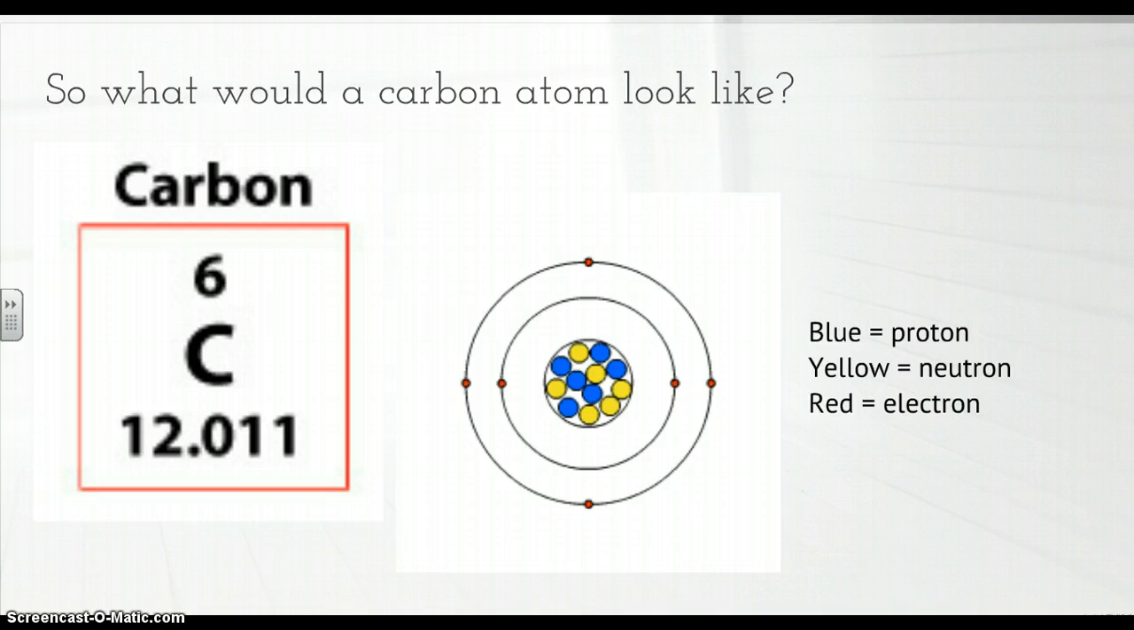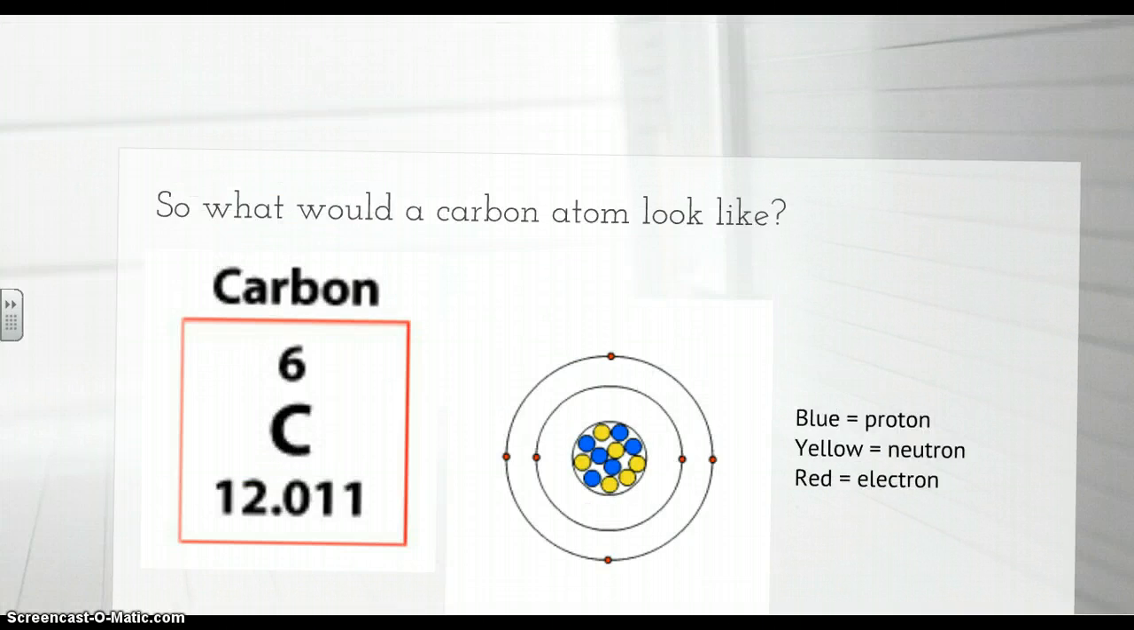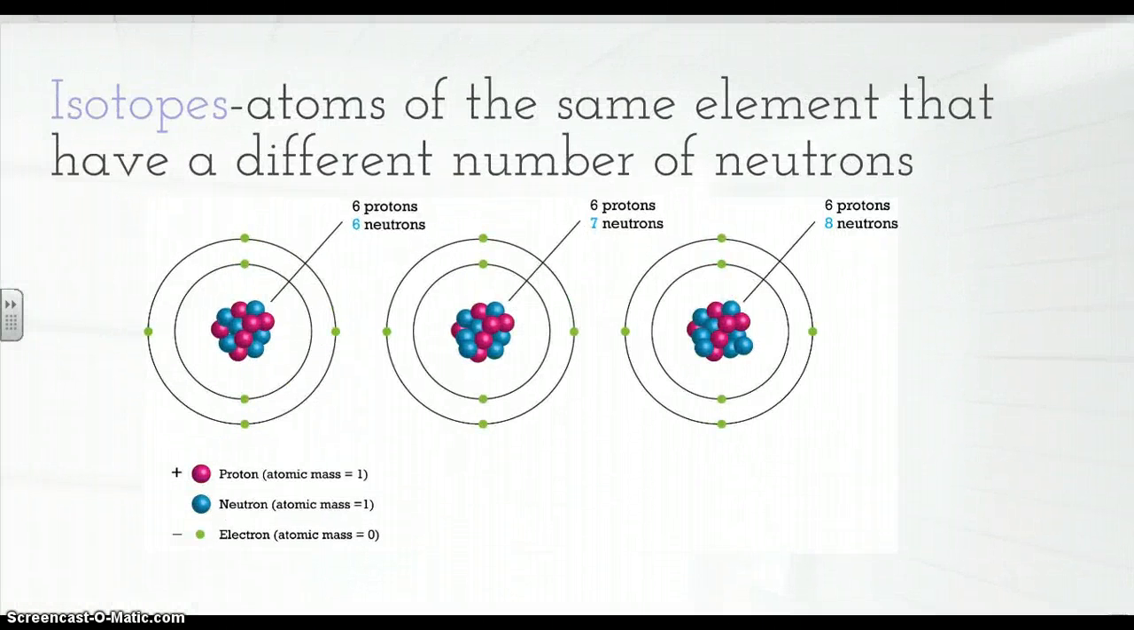12.011. You can see that in carbon, you can have 12 protons and neutrons, because you've got 6 of each in the nucleus. That's the first example. You can have 13 if you have 6 protons and 7 neutrons in the second example. And then in the third example, you can have 6 protons and 8 neutrons, which would equal 14.